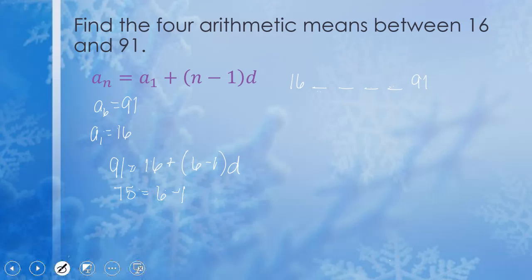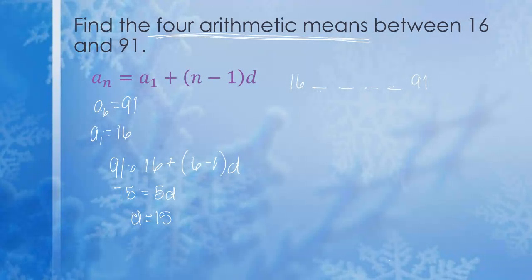You know what? At the same time, I should probably be smart about this, huh? Let's just subtract 6 minus 1, which is 5, D times D. Now all I have to do is divide 75 by 5, and I can figure out that D is 15. So I have found my difference. Now it's telling me find my 4 arithmetic means. So find my missing pieces, which means that I'm going to need to add 15 to each term.